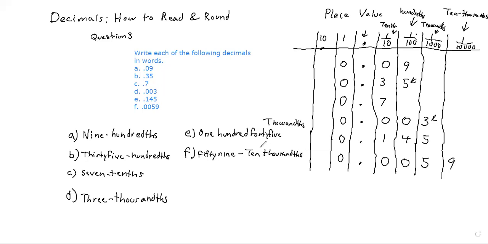And that's how it works. Okay. So just to recap, we write the number down in the place value table, and wherever the last digit lands, that's going to be the last part of what we call it.